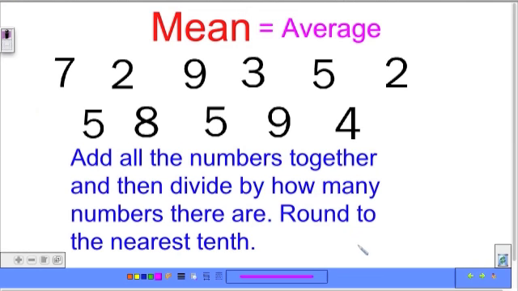Now the mean is also known as the average. So when you hear the word average, it's the same thing as mean. When you hear mean, it's the same thing as average. And we find the mean by taking all the numbers in our data set and adding them together and then dividing by how many numbers were in our data set. So let's go ahead and do that.